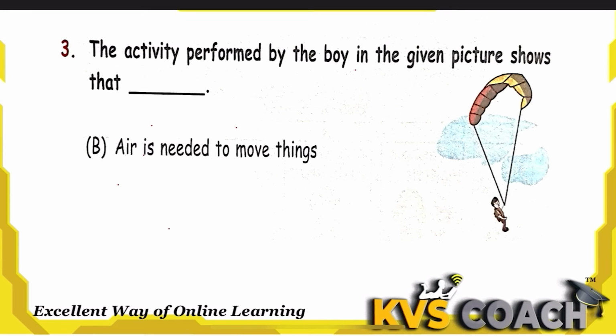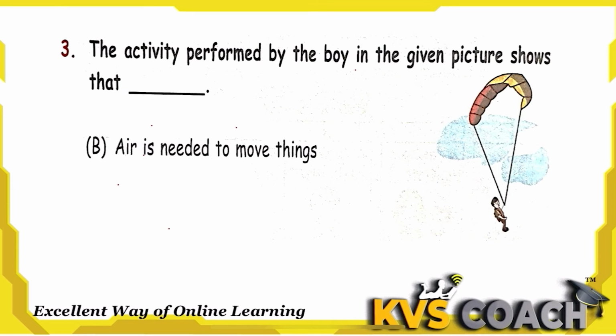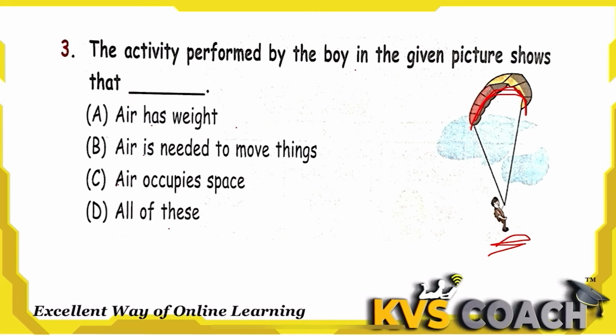Question 3 is: the activity performed by the boy in the given picture shows that dash. In this picture, the boy is doing an activity known as paragliding. In this, there is an air balloon. With the help of air, this balloon moves. So, our options are A, air has weight. Yes, air has weight, but this picture doesn't show that it has weight.